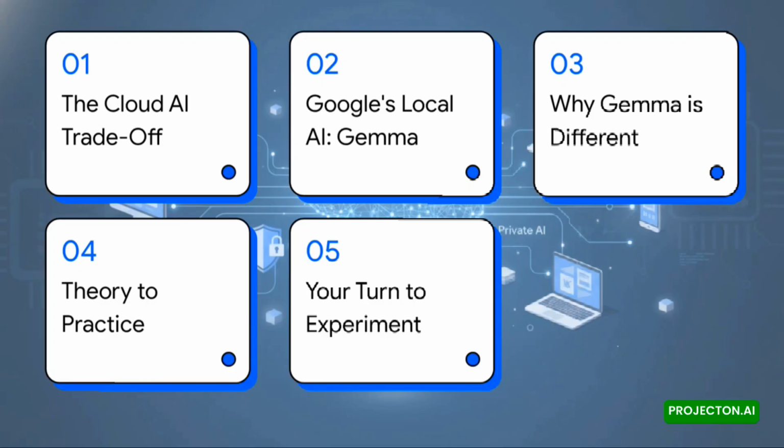Okay, so here's how we're going to break it down. First, we'll look at the usual trade-offs with cloud AI. Then, we'll dive into Google's local solution, Gemma. We'll explore why it's such a game changer, check out a really cool practical example, and finally, show you how you can experiment with it yourself.